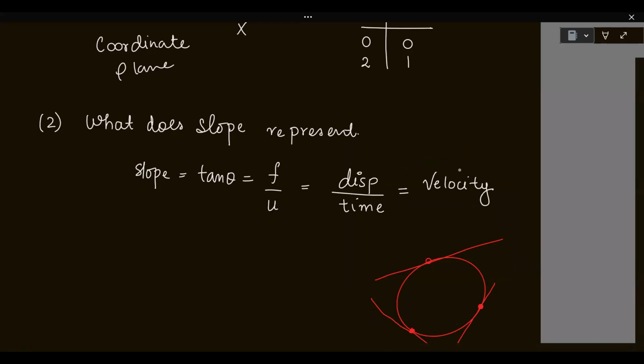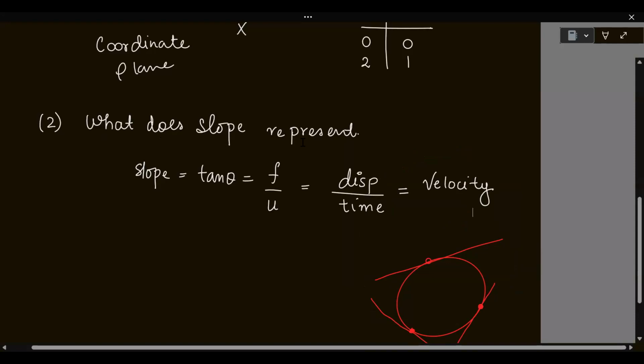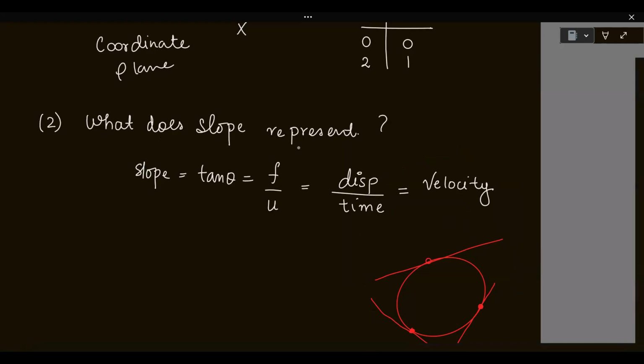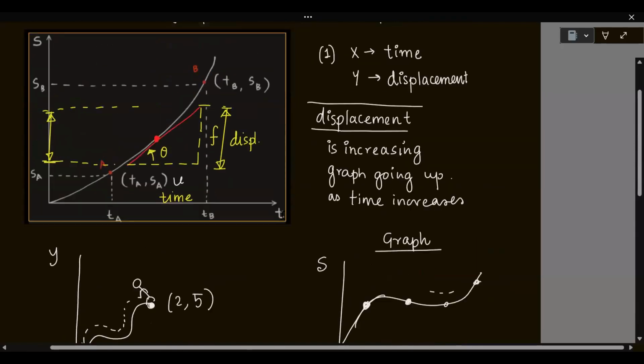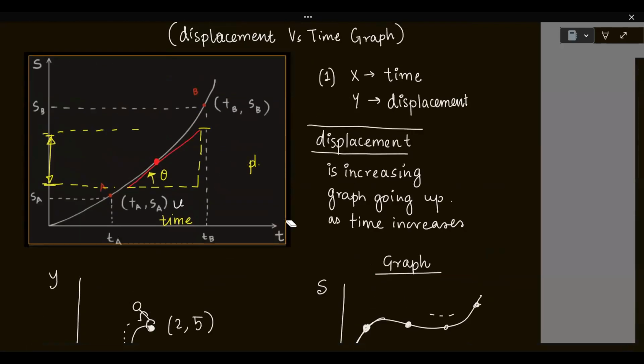So what is the conclusion from all of this? What does slope represent, guys? Velocity. What does slope represent in a displacement time graph? It represents velocity.